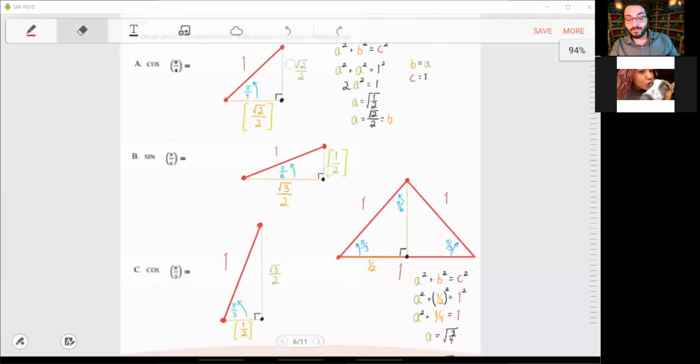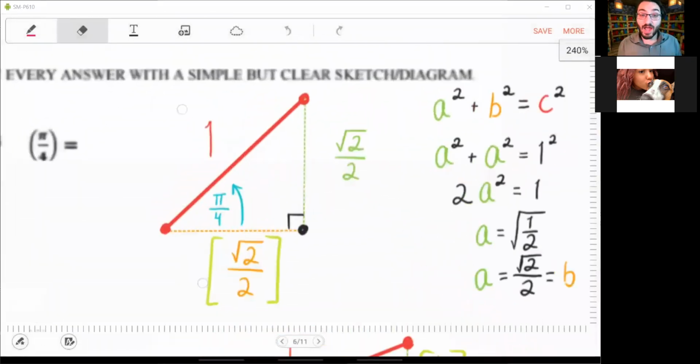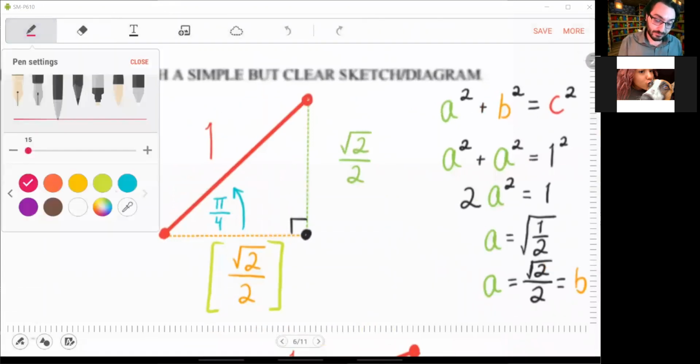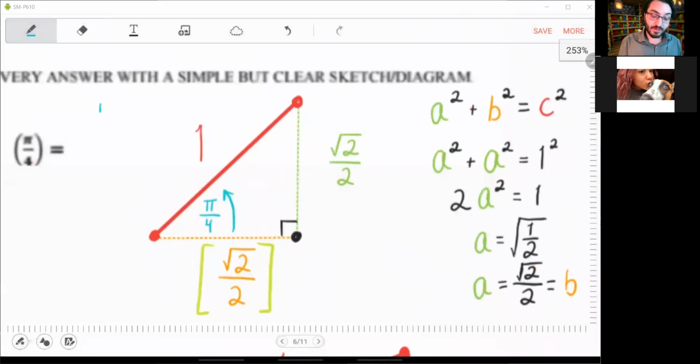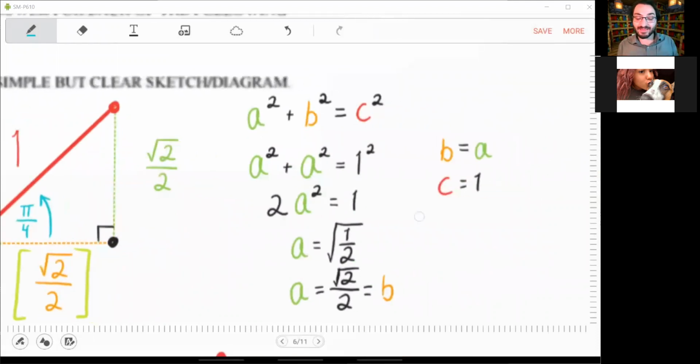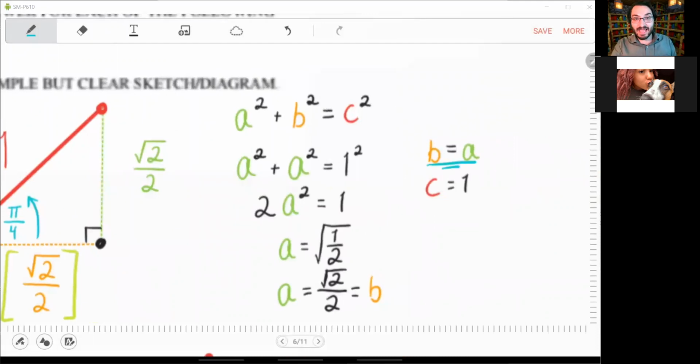So here's the first diagram. Right here, pi over 4, that's a 45-degree angle. Now, there's something about a 45-degree angle right triangle, and that is that it's an isosceles right triangle. So we know traditionally in Pythagorean's theorem, a squared plus b squared is equal to c squared. However, in an isosceles right triangle, a and b are equal to each other.